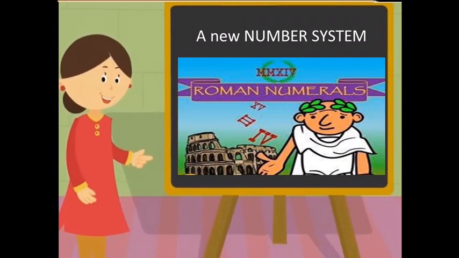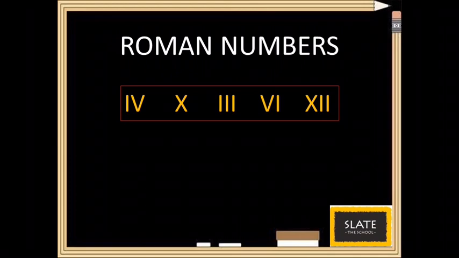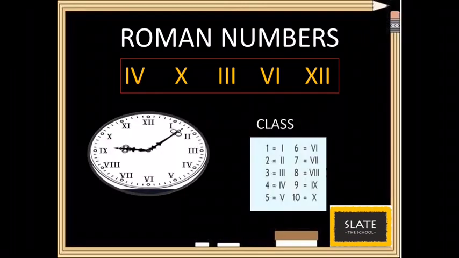Now let's move ahead and learn about a new number system. What is that, children? Roman numbers. I, V, X, I, V, I, X, I. Slaters, can you tell me where we can see these type of numbers? Yes, Slaters. These numbers are used in the face of the clock, in the question papers, and also in expressing the school classes as I, II, III and IV, etc.